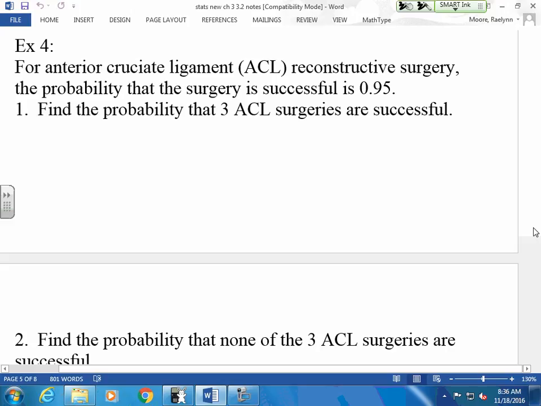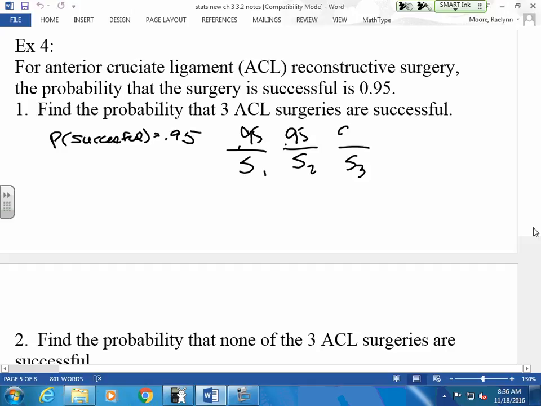For ACL reconstructive surgery, the probability that surgery is successful is 0.95. Find the probability that 3 ACL surgeries are successful, 3 in a row, not on the same person. Is this an independent or dependent event? Independent. One has nothing to do with the other one, right? I'm hoping the doctor can be successful on each one of these. So we say successful surgery 1, 2, 3. We put in the 0.95.